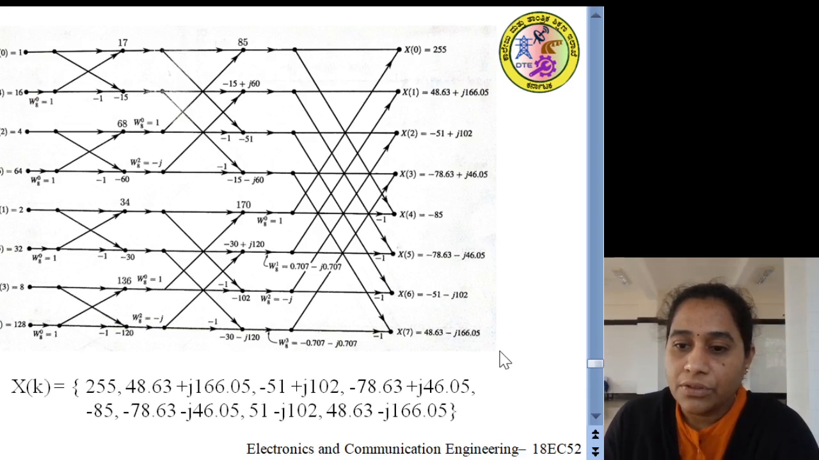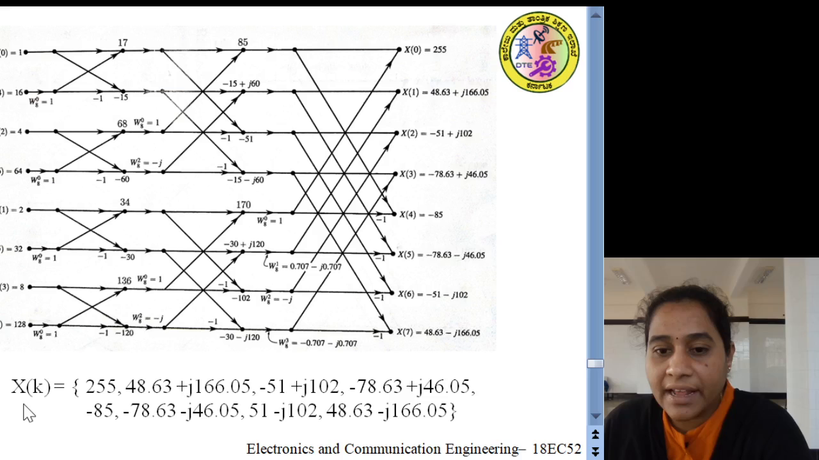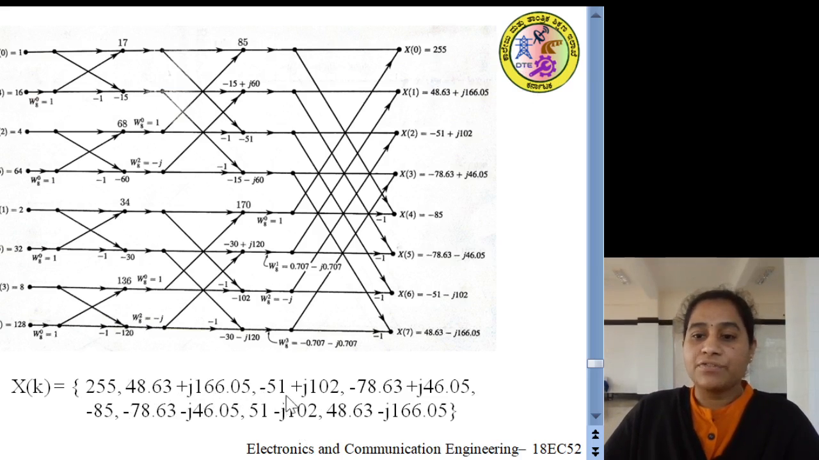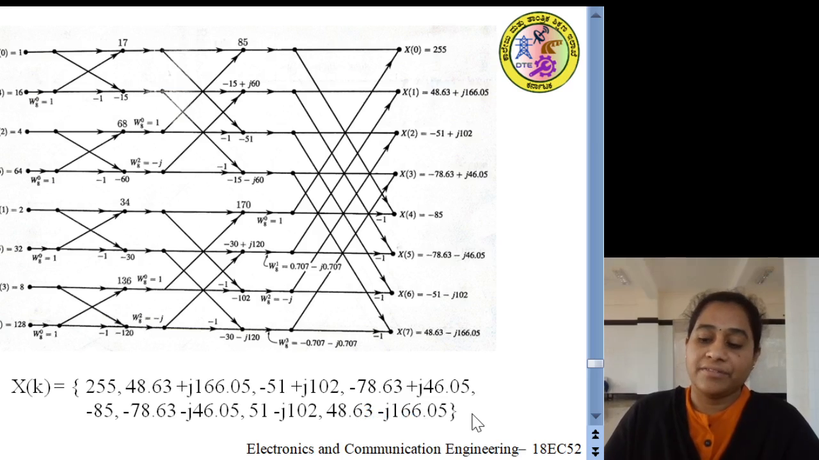So we can write X of k as whatever values we obtain here: 255, 48.63 plus j 166.05, minus 51 plus j 102, minus 78.63 plus j times 46.05, minus 85, minus 78.63 minus j times 46.05, minus 51 minus j times 102, 48.63 minus j times 166.05. So this is the 8-point DFT of the given sequence x of n.